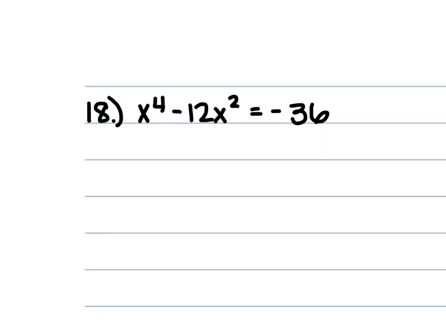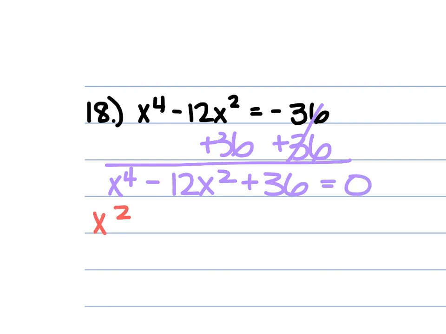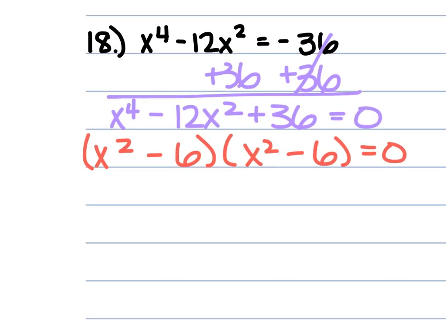For 18, we have x to the 4th power minus 12x squared is equal to negative 36. Add the 36 over to both sides. We have x to the 4th power minus 12x squared plus 36 is equal to 0. From there, we're going to have (x squared minus 6) times (x squared minus 6) is equal to 0. You cannot factor these any further, so if you would like, you can write it as (x squared minus 6) squared is equal to 0.